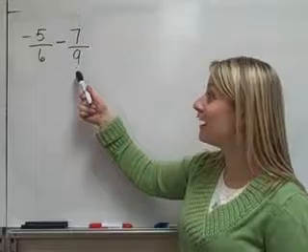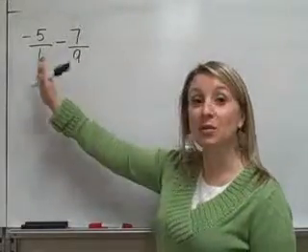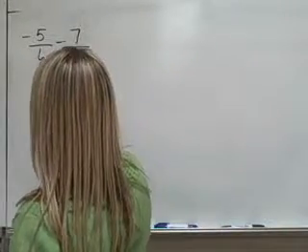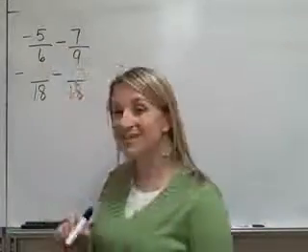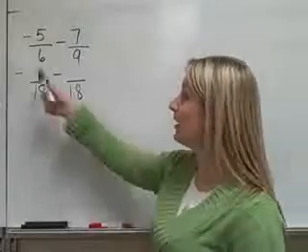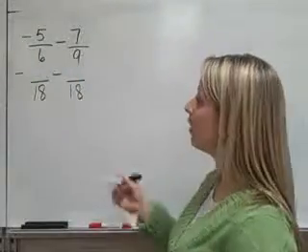I'm just going to count by 9s. 9, 18. Oh, 18 works, right? They both go into 18. So I'm going to rewrite the problem as 18ths. Now don't forget your negative sign, your subtract sign. You have to be careful that you copy everything correctly. Sometimes kids forget to copy some of those negatives and then that makes their answer wrong.